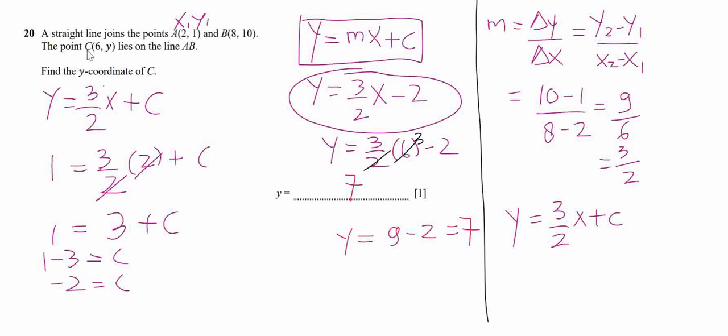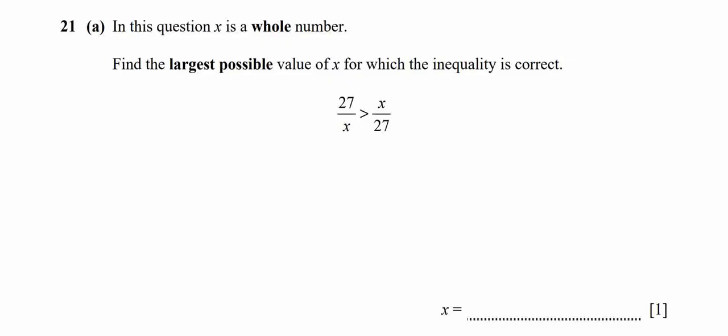Now C is (6, y). The x coordinate is 6. We just plug 6 in for x here. Now 3 over 2 times 6. We simplify: 6 divided by 2 is 3. 3 times 3 is 9. 9 minus 2 is 7. So we got 7. That's all, our answer. Next.